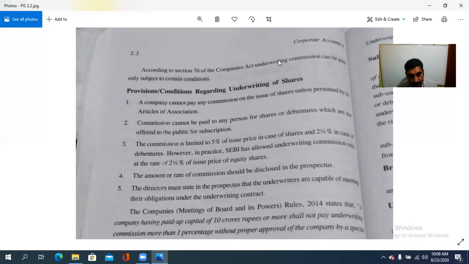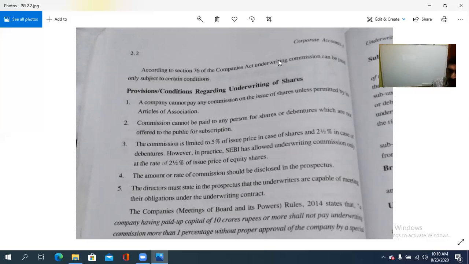And the commission is limited to 5% of the issue price in case of shares and 2.5% in case of debentures. Debentures at 2.5%. For shares, 5% is the limit fixed for the commission to be charged.